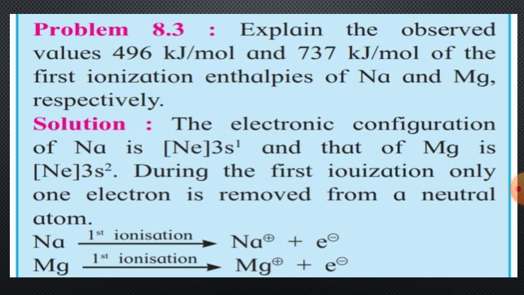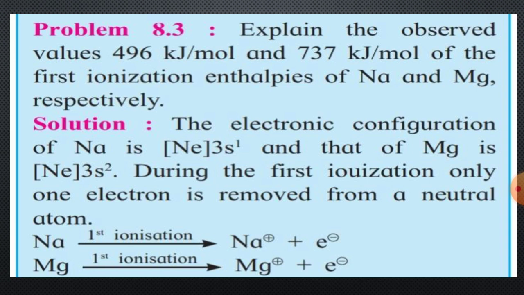As the electronic configuration of sodium is neon 3s1 and that of magnesium is neon 3s2. Fine. Sodium atomic number 11, magnesium atomic number 12. Here the electronic configuration of sodium is neon 3s1. We are writing down the condensed electronic configuration. Fine student. And for magnesium, neon 3s2.